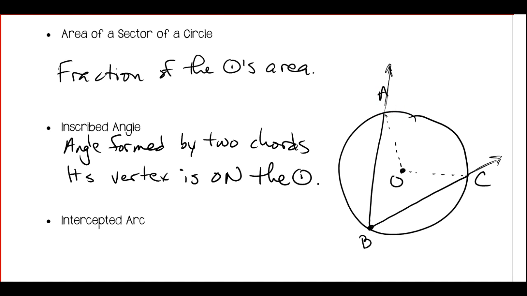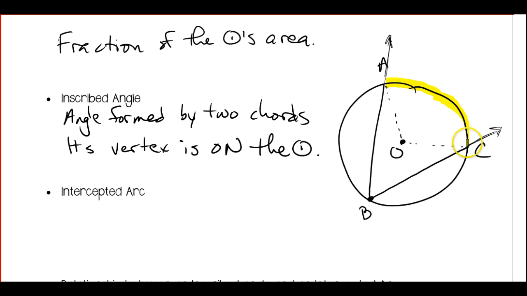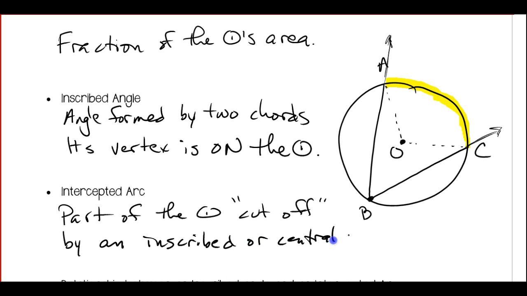This angle cuts off a piece of the circle right over here. It cuts off this arc. We say that it intercepts the arc. So when something intersects at more than one spot, we say that it intercepts. Okay, so an intercepted arc is a part of the circle cut off by an inscribed or central angle. It can also be formed by some other stuff, but for now this will be good.